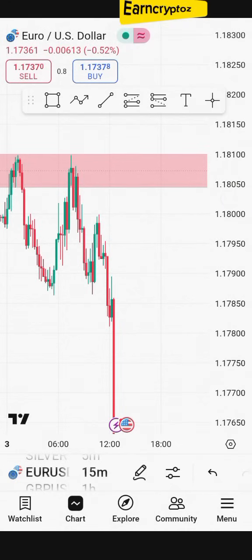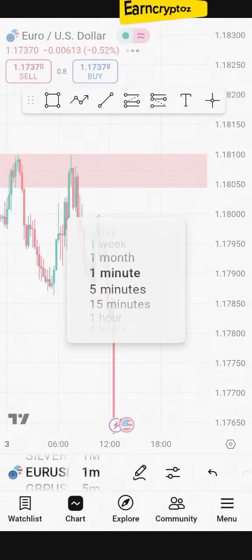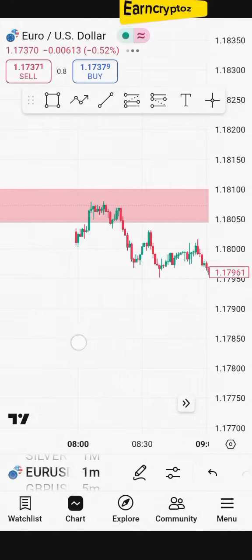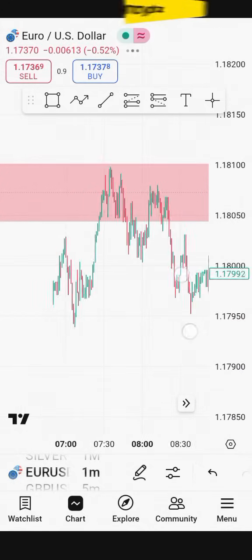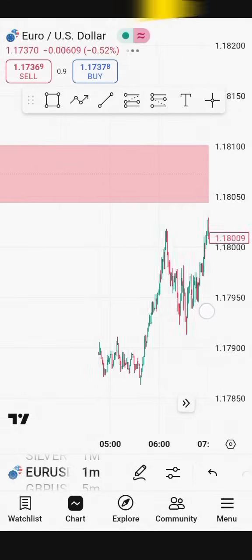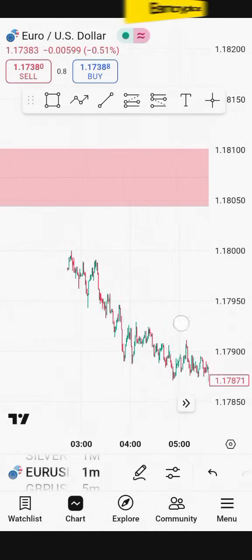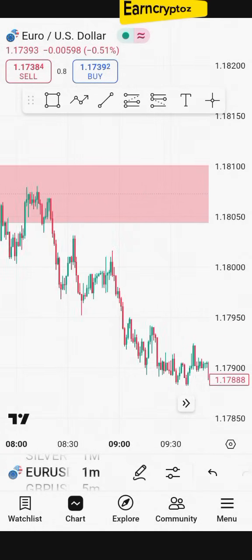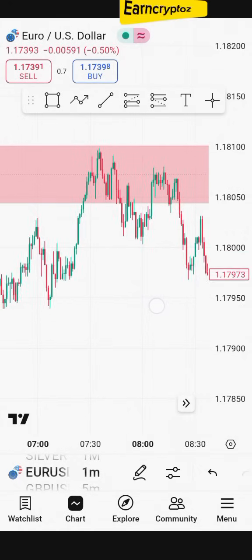So you can see there was a reversal here. Let's go down to the lower time frame to see exactly what happened. Okay, so this is the impulsive move that approached the point of interest zone. We're going to mark the zone, the impulse.